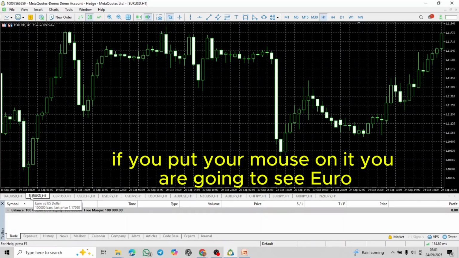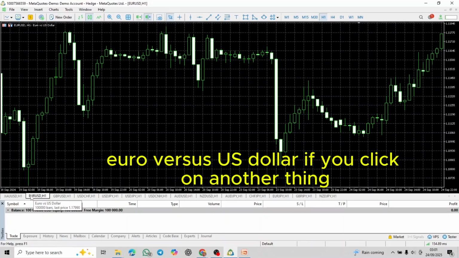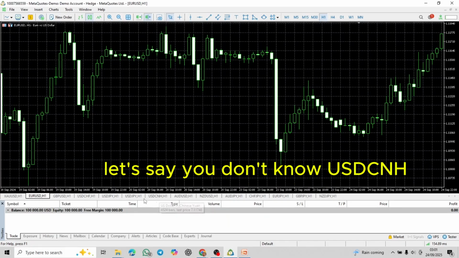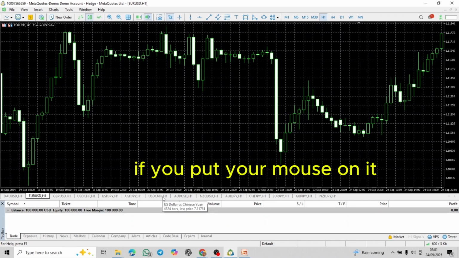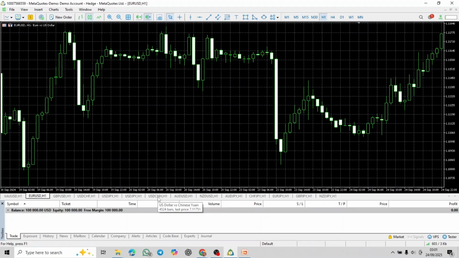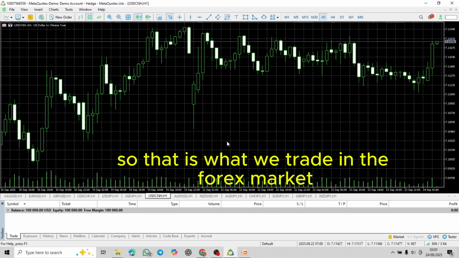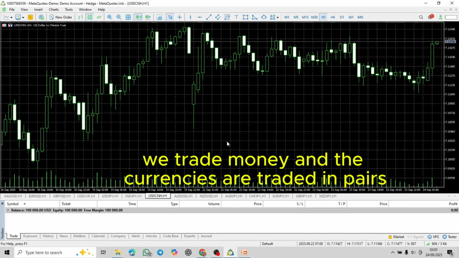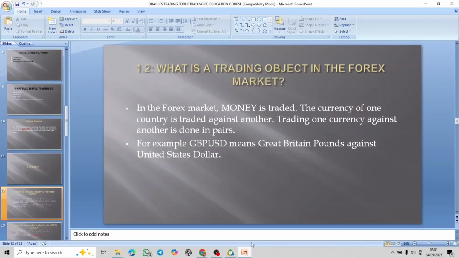If you put your mouse on it, you are going to see Euro versus US dollar. If you click on another one, let's say you don't know USD CNH, if you put your mouse on it, you are going to see US dollar versus Chinese yuan. So that is what we trade in the Forex market. The currency, the trade money, and the currencies are traded in pairs.